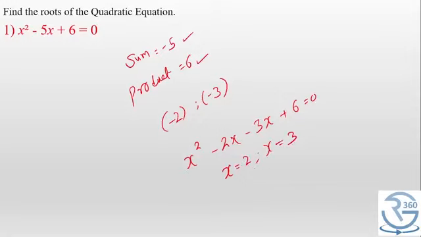How can I write this? I'm just looking at the coefficient of x as minus 2, so simply multiply it with a minus 1. So minus 2 into minus 1 is 2, and minus 3 into minus 1 is 3. So x equal to 2 and x equal to 3 are the roots of the equation.